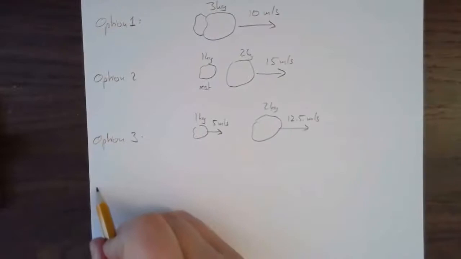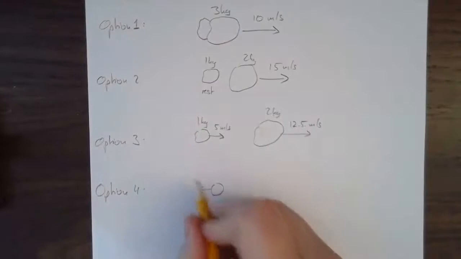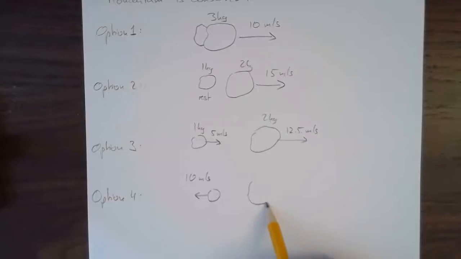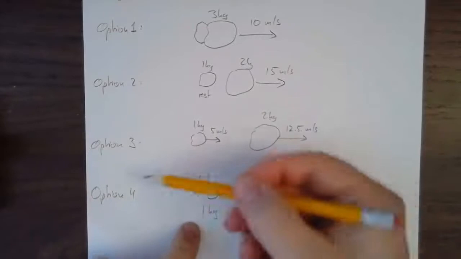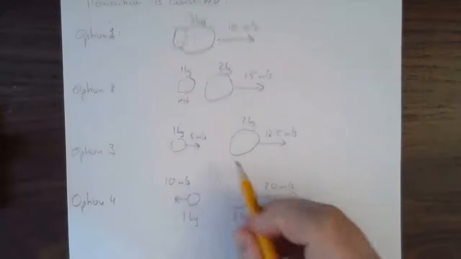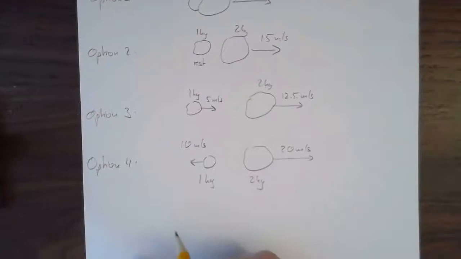And there are more options. Let's go with option 4. Maybe this one actually bounces back. Maybe this one is going backwards at, say, 10 meters per second. Is that possible? Well, if momentum is conserved, my 2 kilogram mass would have to go how fast? This is 1 times 10, except it's backwards, so minus 10. But I want plus 30 for my momentum. So if I have 20 meters per second here, 20 times 2 is 40, and 1 times minus 10 is minus 10. 40 minus 10 is 30, equals 1 times 30. So in all of those cases, momentum is conserved. And so on, et cetera.